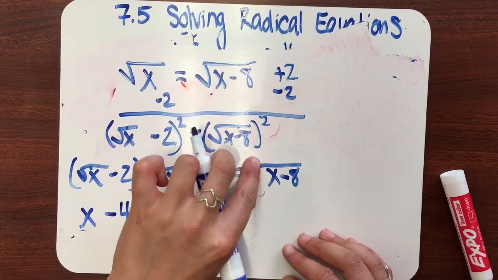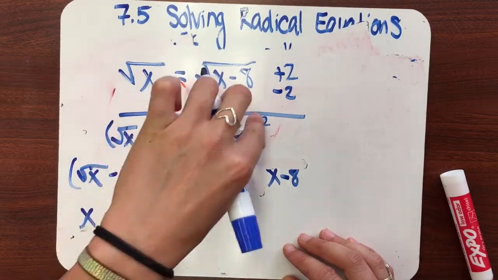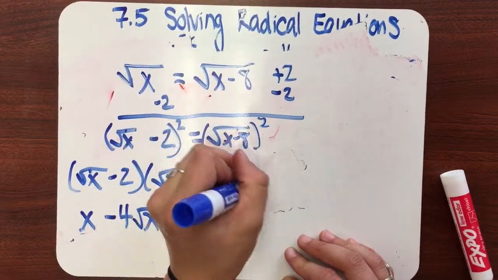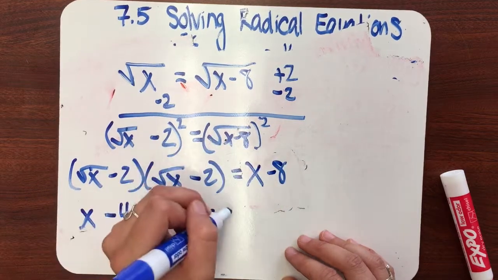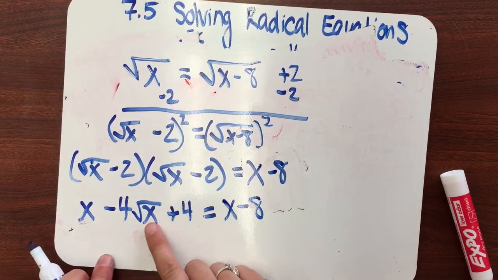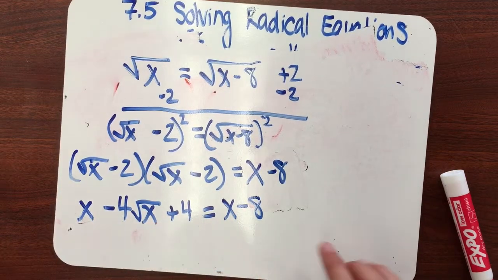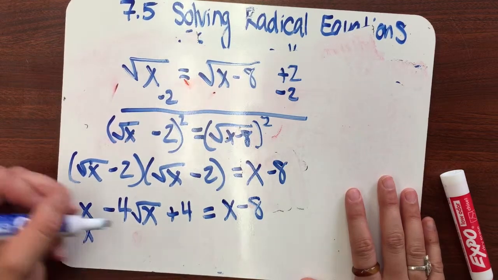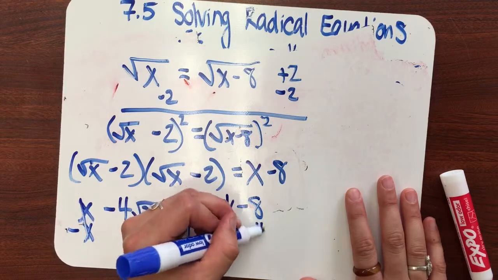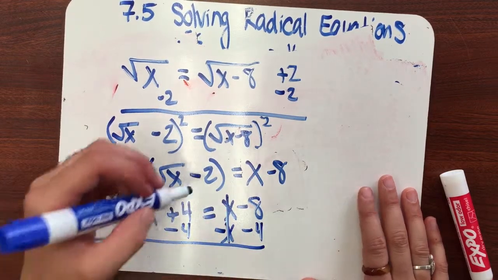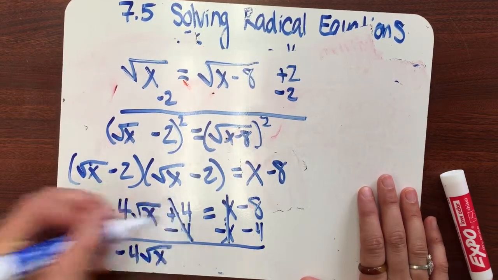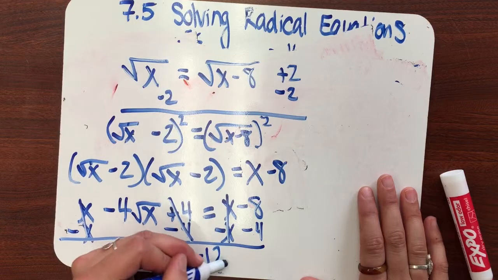Whoops, this should no longer be a square root. Sorry about that, because the square root and the squared canceled each other out. So that is just an x minus 8. Okay, so then, again, we still have a square root, so we still have to isolate this square root here. So I'm going to subtract x, and look at that, the x's cancel. I'm going to subtract 4 here. So coming over here after, I have negative 4 square root of x is equal to negative 12.